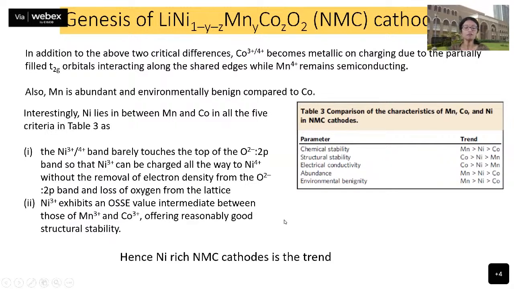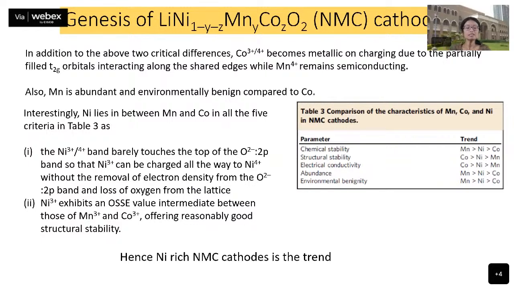So nickel 3 plus and 4 plus band barely touches the top of the O2 minus 2p band. So with nickel 3 plus, the advantage is it can charge all the way up to nickel 4 plus without removal of energy density from the oxide and loss of oxygen from the lattice. So that is a very important point. So obviously, it improves the capacity.